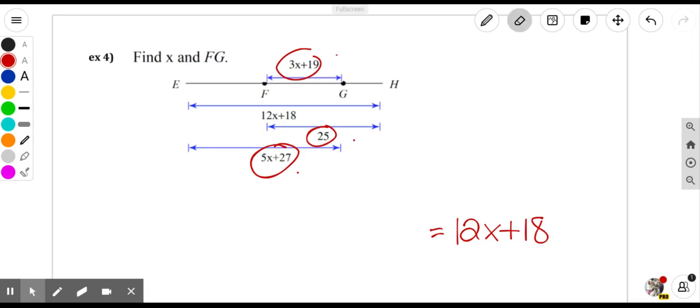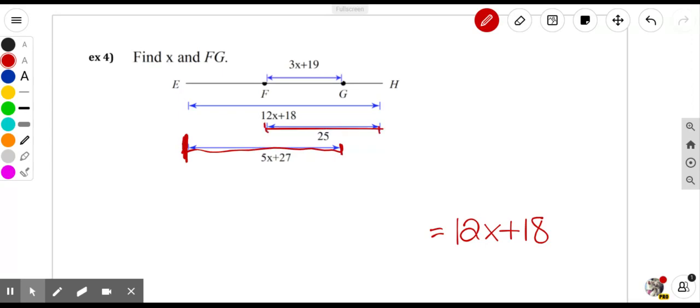And so what I like to look at is the segments that go from end to end. And what I mean by that is, see how this 5x plus 27 goes from E to here, and this 25 goes from here to H. So these two segments, they overlap, yes, but they do go from end to end. So do you notice that if I were to cut the 25 here at G, do you see how this plus this would equal the whole thing?